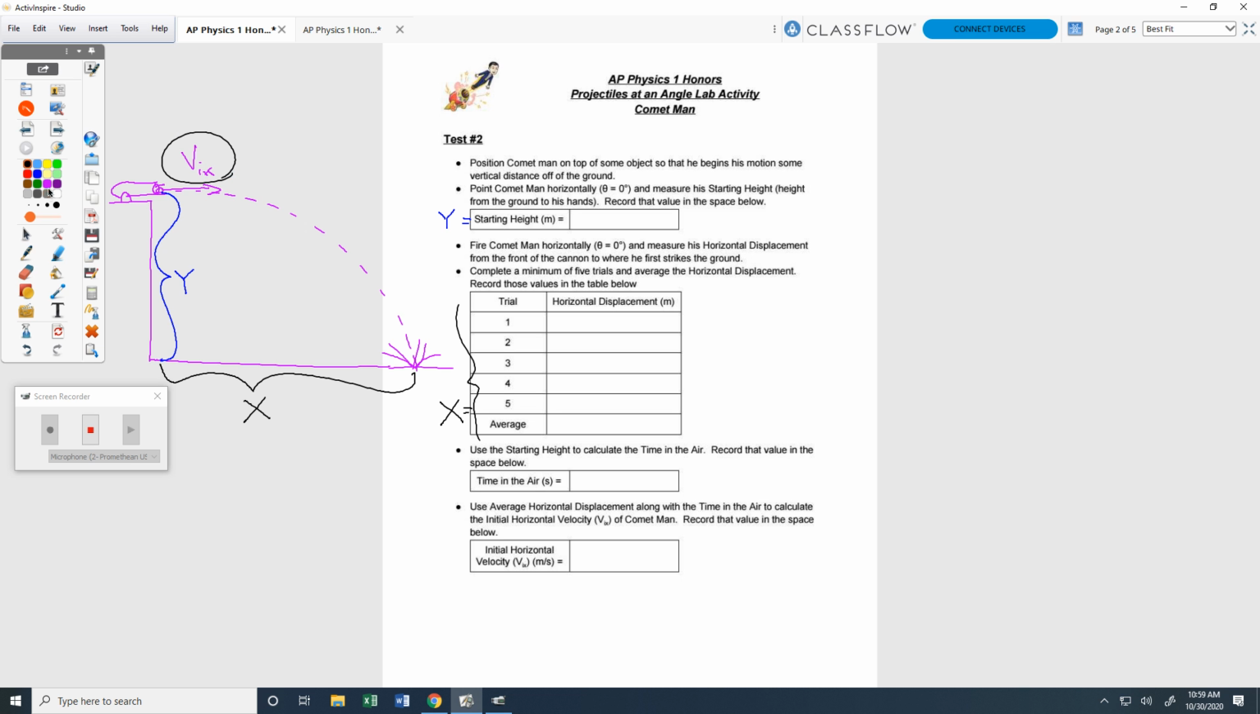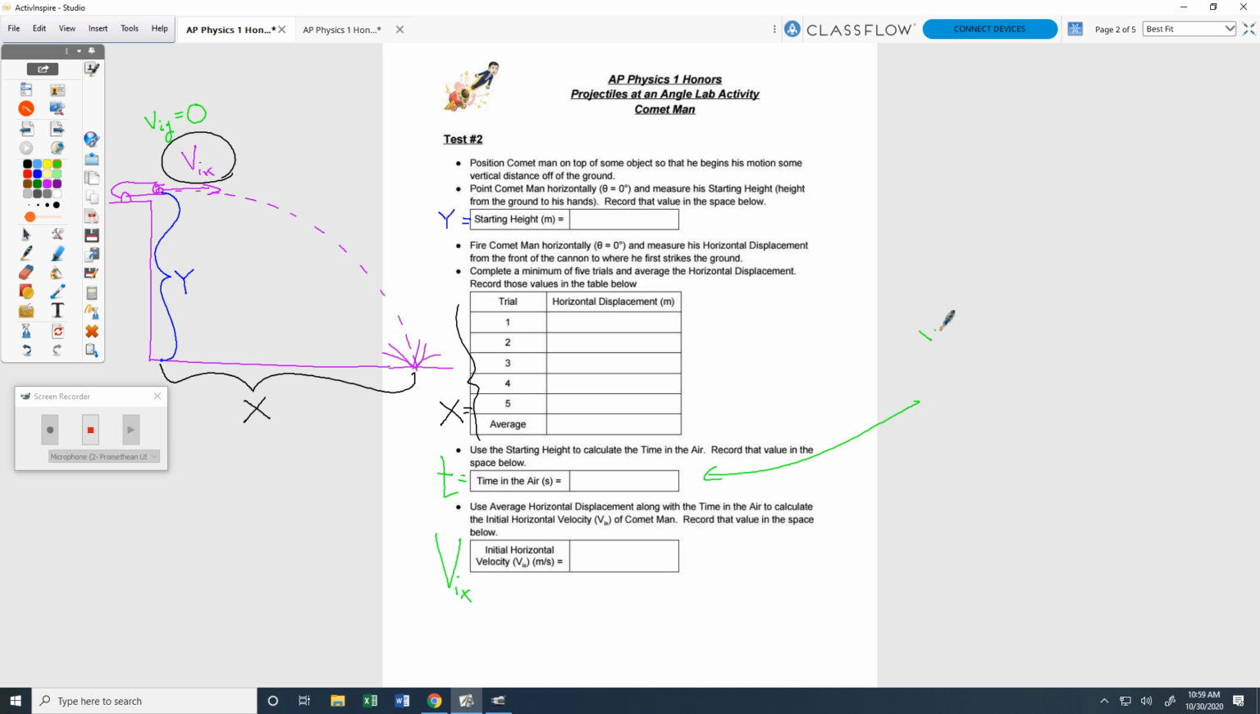So we should have a nice little way of finding it. All we have to do to find this Vix down here is, before we do that, we have to find time. So we're going to have to find the time that it's in the air for. Well, since he's only getting launched horizontally, his initial vertical velocity is 0. So we don't have any Viy, and we have a great little equation for doing that.